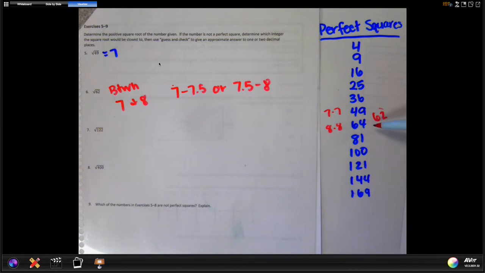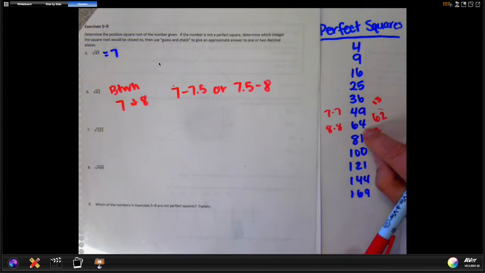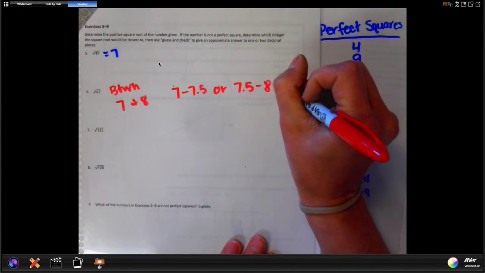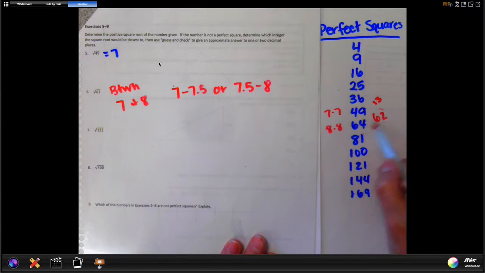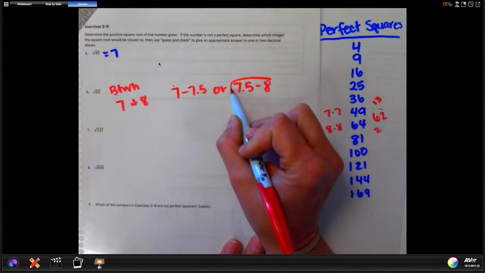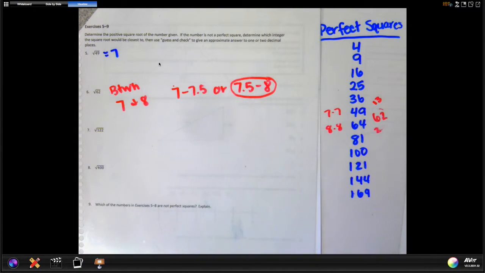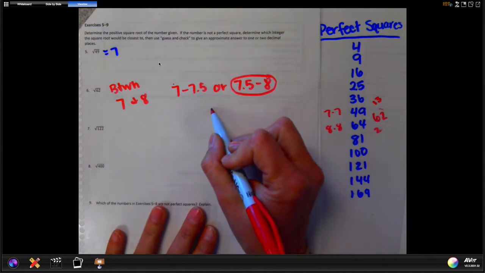And most of us can easily say it's definitely closer to 64, because the distance between 62 and 64 is only 2. The distance between 49 and 62 is 13. So it's much closer to this. So we know, since it's closer to 8 times 8, it's going to fall in this interval of 7.5 to 8.